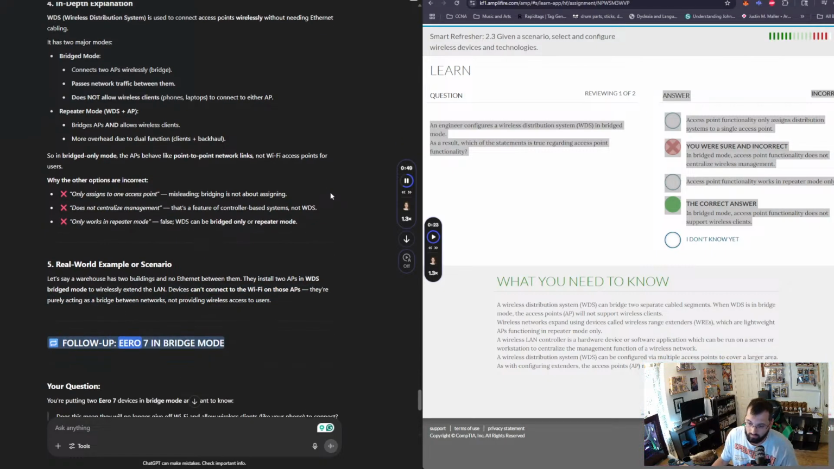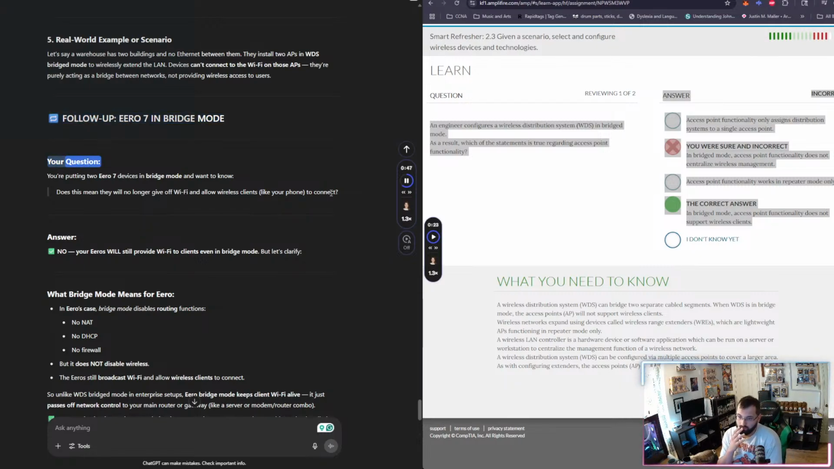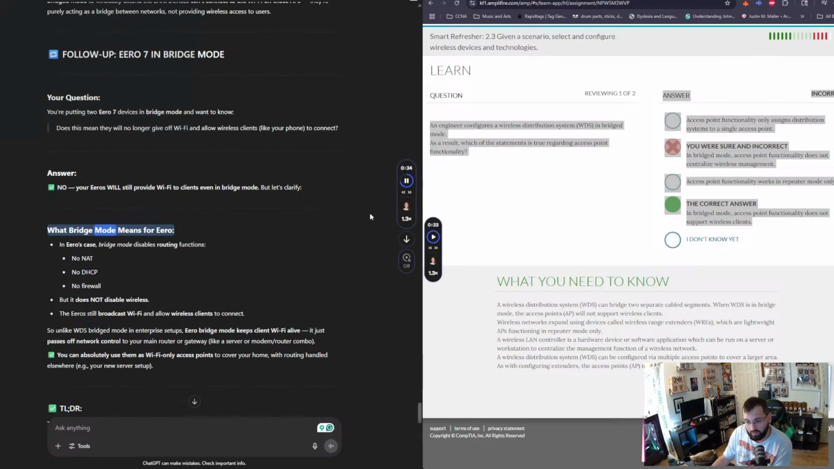Follow-up, Eero 7 in bridge mode. Your question: you're putting two Eero 7 devices in bridge mode and want to know, does this mean they will no longer give off Wi-Fi and allow wireless clients like your phone to connect? Answer: No. Your Eeros will still provide Wi-Fi to clients even in bridge mode. But let's clarify what bridge mode means for Eero.